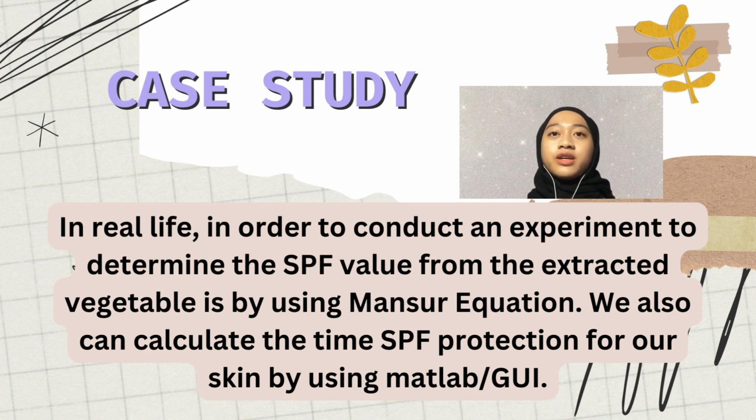For the case study, in real life, to conduct an experiment to determine the SPF value from the extracted vegetable, we use the Mansur equation. Next, in this topic, we also calculate the time for SPF to protect our skin. Also, we can determine which SPF values we can use based on our skin color, because everyone has a different amount of melanin in our skin, so that's why our skin color is different.